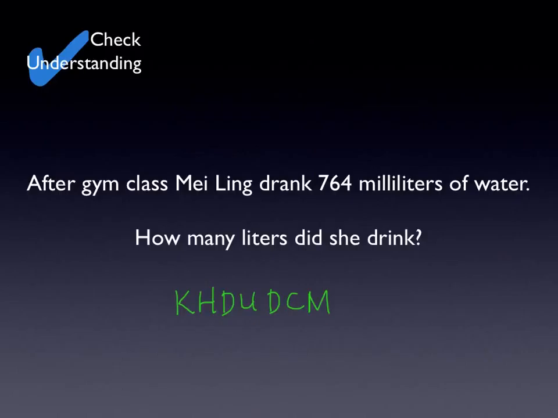All right, after gym class, Mei Ling drank 764 milliliters of water. How many liters did she drink? So let's go 1, 2, 3 to liters. So we're going to move our decimal 1, 2, 3. So she drank 764,000 liters of water.